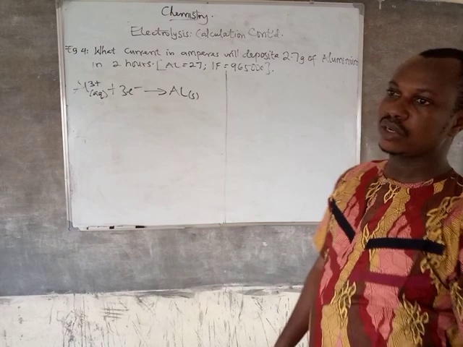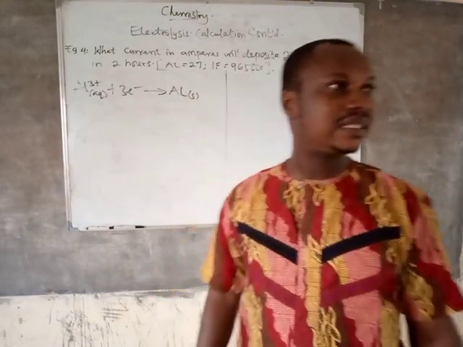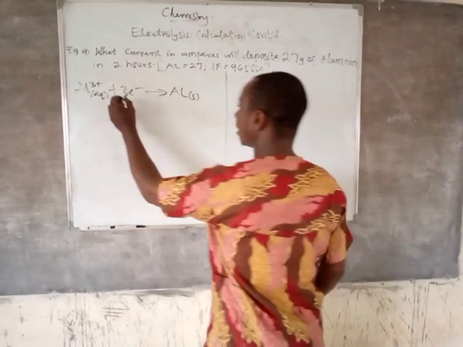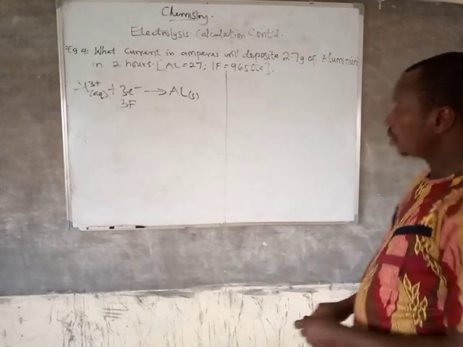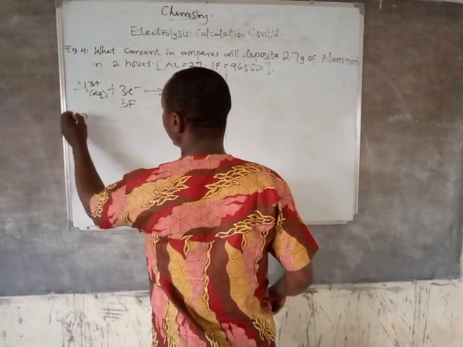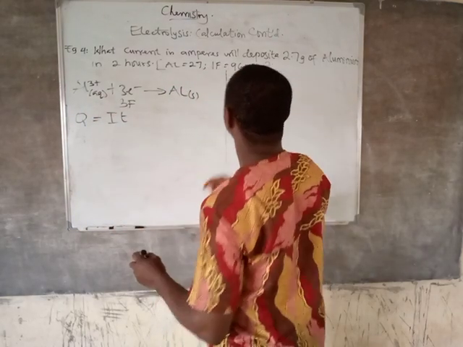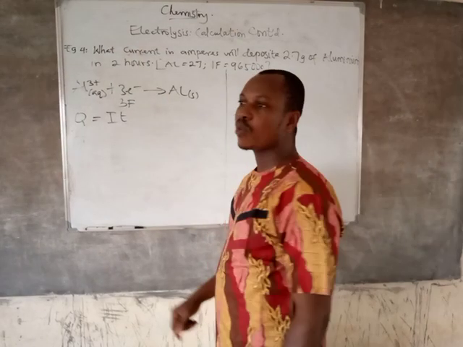What is the equation for the reaction? If you know chemistry very well, aluminium will always liberate 3 electrons, and that 3 electrons equals 3 Faradays. So from that question now, Q equals I T. What is our I? I is not given. It is what we are required to find.